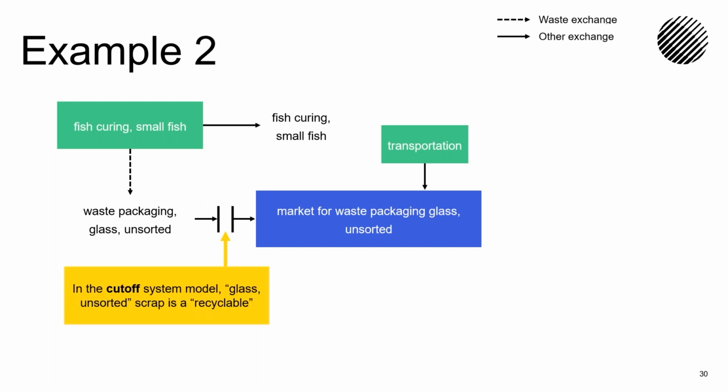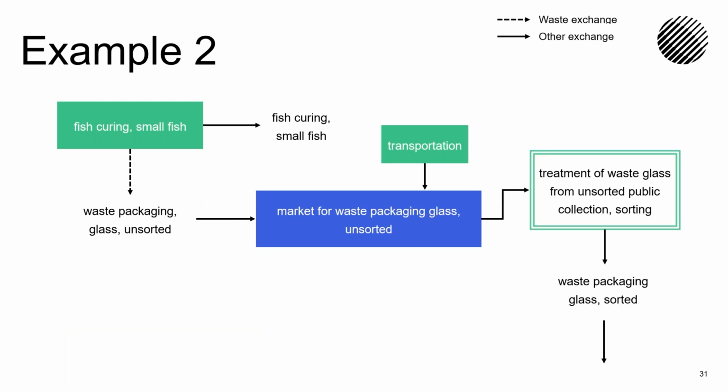When we consider the cutoff system model, the waste packaging glass unsorted is a recyclable. That means that the cutoff point is exactly as soon as we produce the waste packaging glass unsorted. What does that mean? From the perspective of market for waste packaging glass unsorted, the waste packaging glass entered that system, so entered the market of waste packaging glass, burden-free. And that market will only account for the impacts of the transportation.